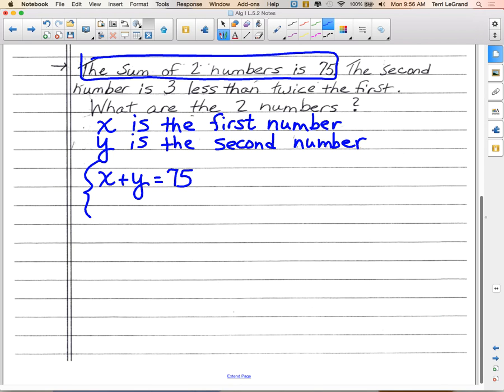I'm going to guess the next sentence will take care of that. The second number is 3 less than twice the first. Go ahead, try to set up the equation for that. See how it goes. The second number is 3 less than twice the first. Usually you can just kind of follow the words.